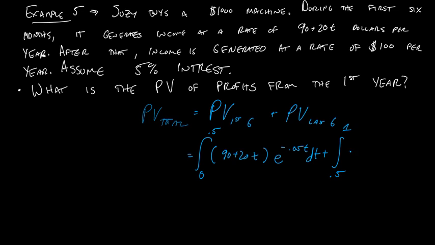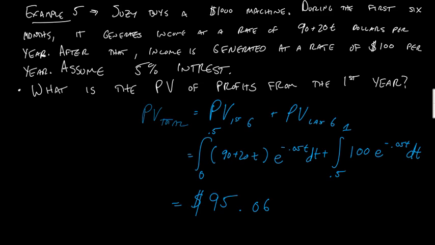My income stream is 100, and then e to the negative 0.05t dt. Now, this is an expression that you could just type into your calculator, and you would end up with about $95.06. So poor Susie only earned $95.06 in the first year with this fancy machine she bought.